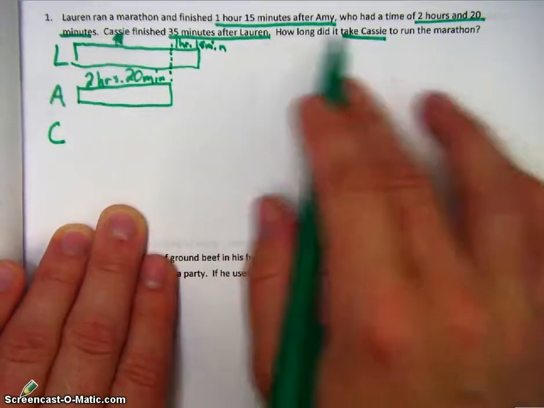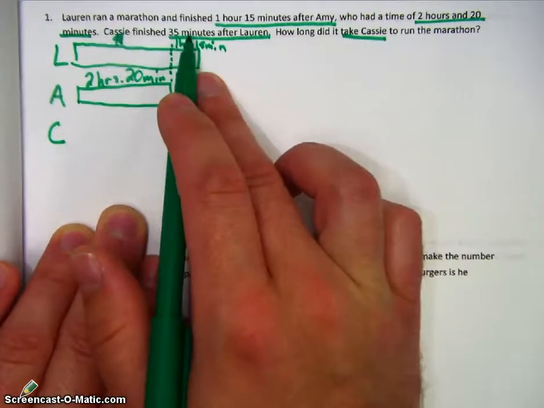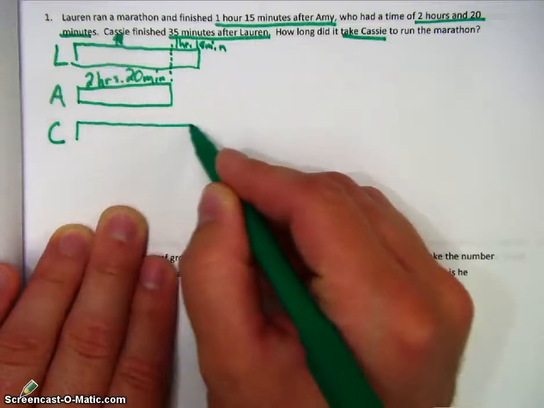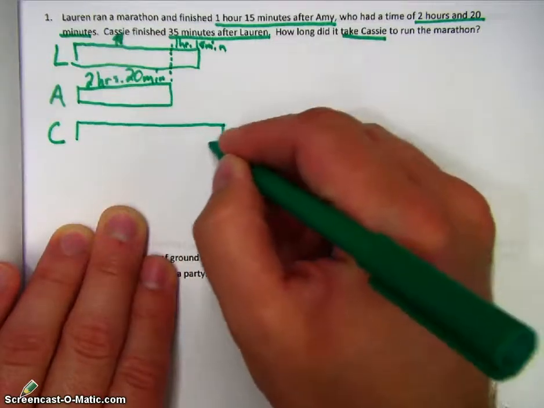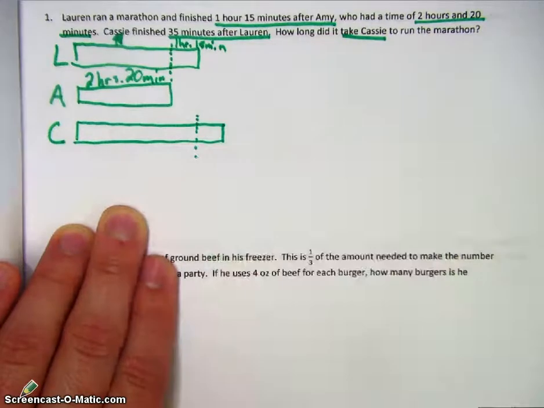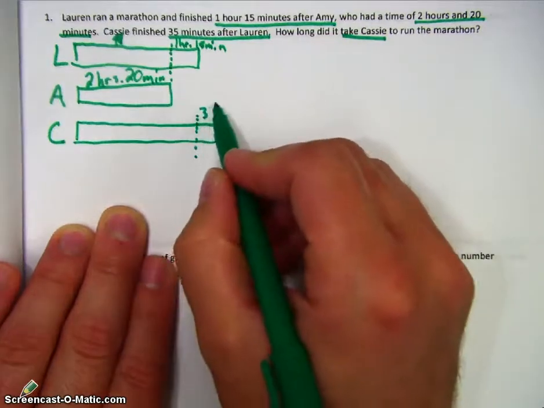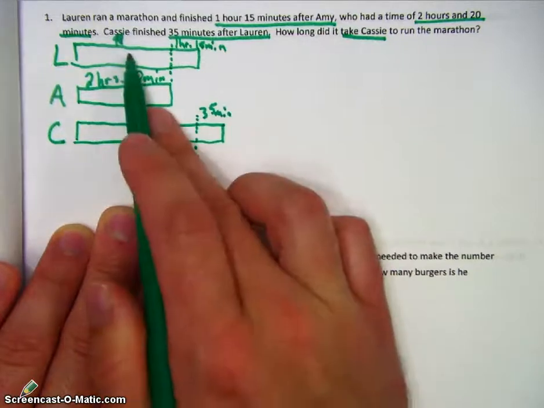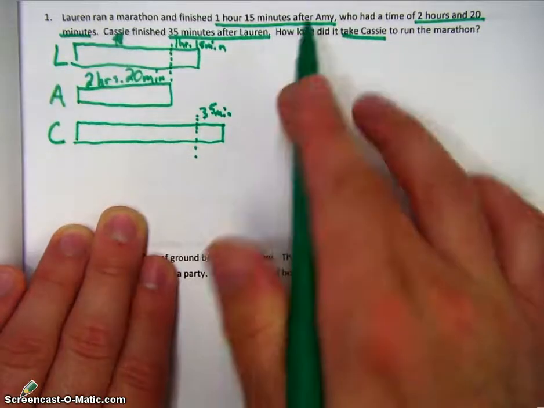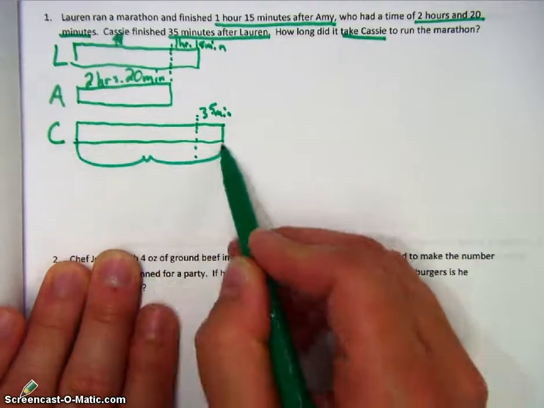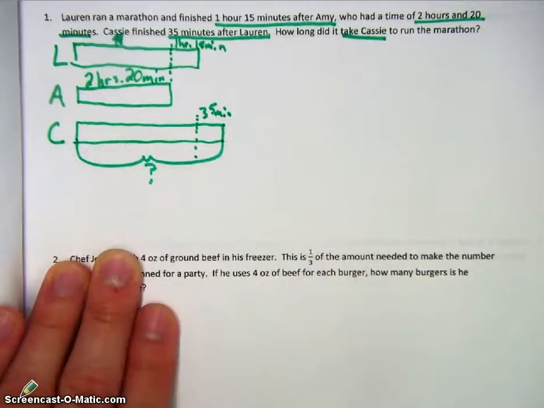Okay, well now we have Cassie. Now Cassie finished 35 minutes after Lauren. So now that means Cassie's bar is going to be a little bit past Lauren, and we'll put our time here as 35 minutes. So we're comparing Cassie to Lauren and then Lauren to Amy. Now our question is, how long did it take Cassie to run the marathon? This is what we're trying to find.